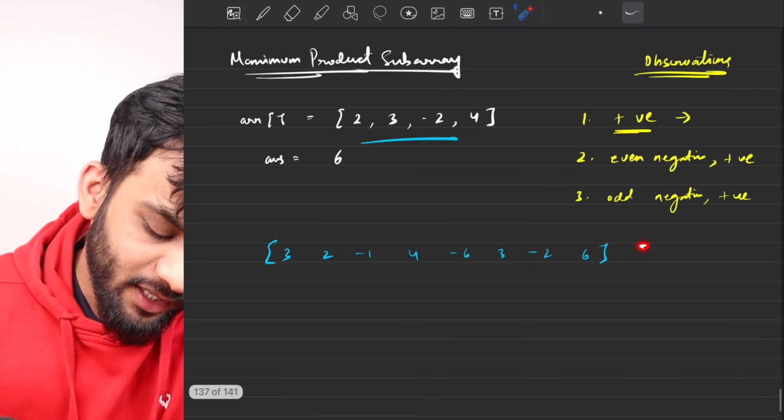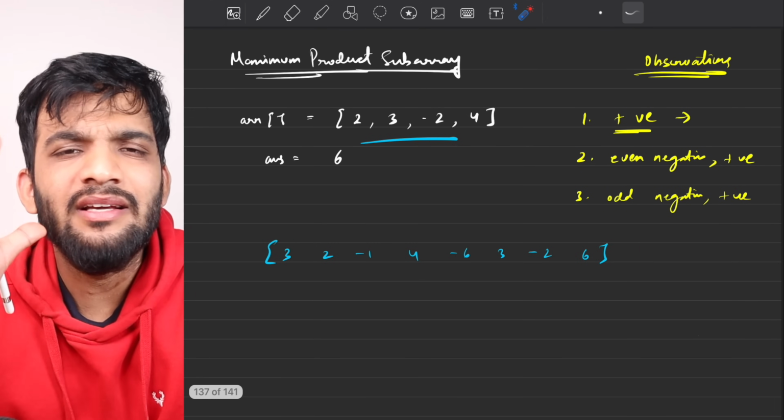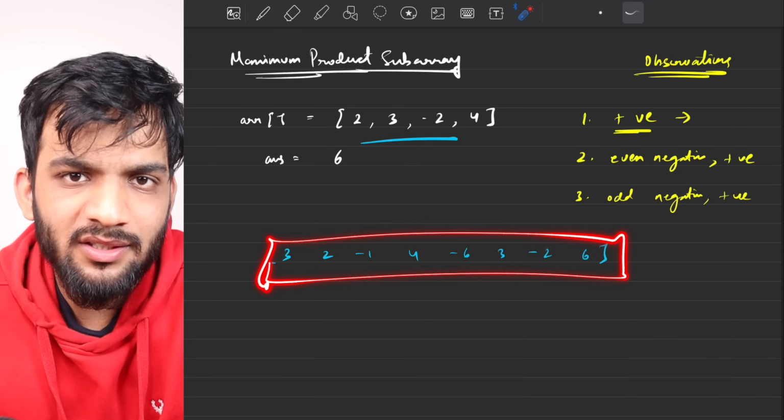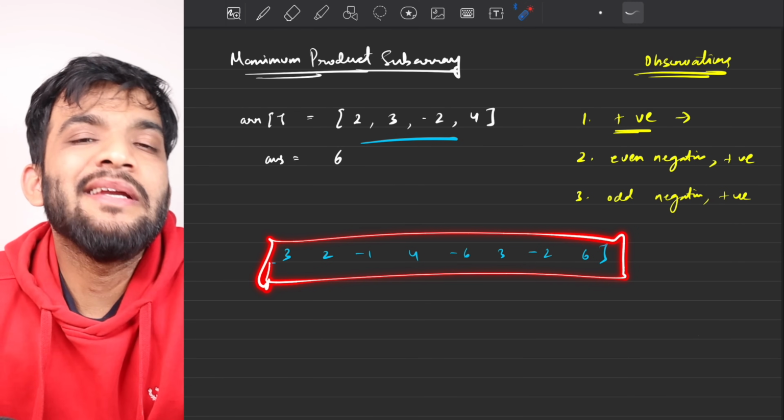So if I have 3 negatives, what should be my ideal scenario? Because I know one thing. If I take everyone, what will happen is I'll end up multiplying 3 negatives.